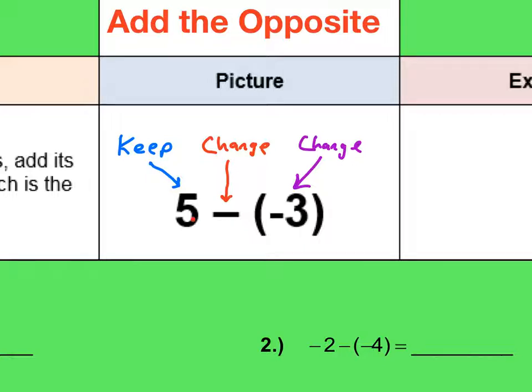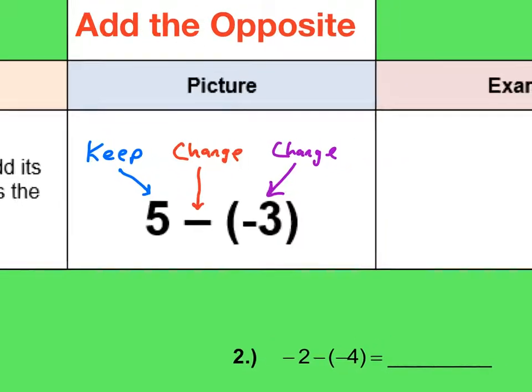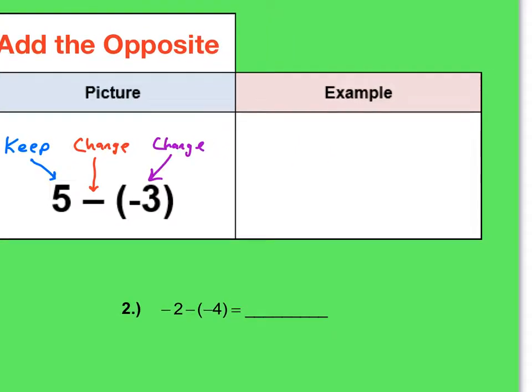And that means we're going to keep the first number. We're going to change minus to plus because we're adding now, and we want the opposite of this number, so we're going to change it as well. So keep, change, change. Keep the 5, change minus to plus, change -3 to +3 because that's the opposite or additive inverse. So I'm going to do this example over here on the side.